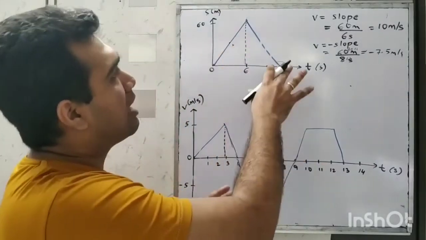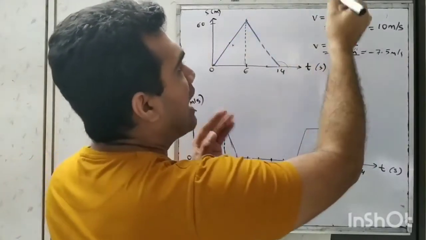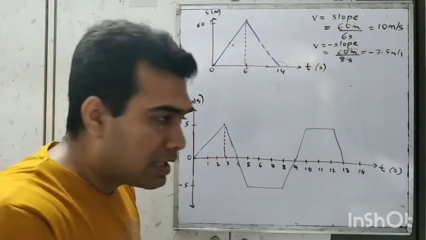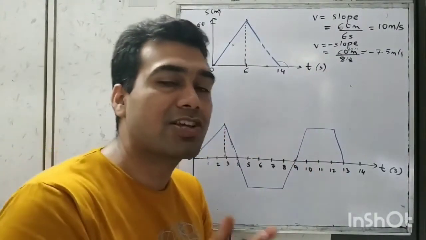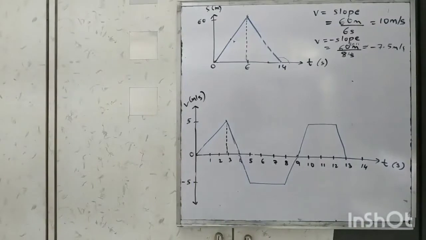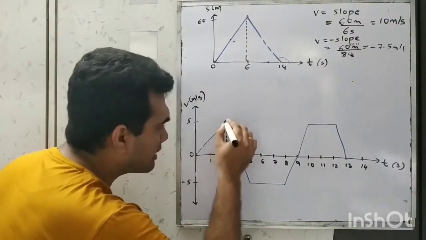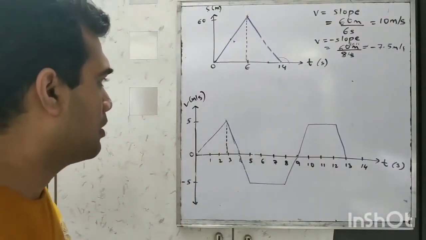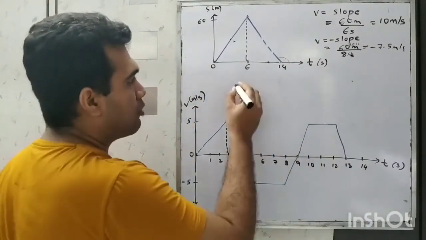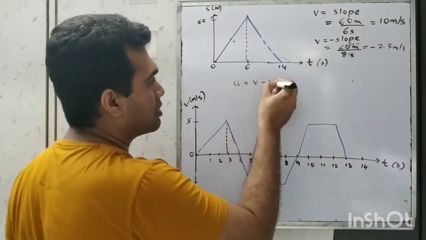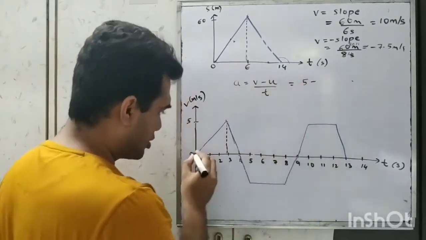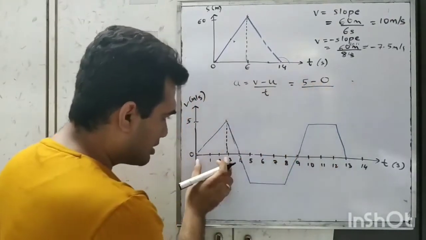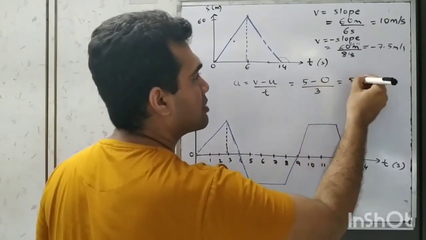Now from an ST graph, the slope helped us to calculate the velocity. In a VT graph, the slope will help us to calculate the acceleration. What is the acceleration for the first 3 seconds? Now algebraically, we would have used the formula a is equal to v minus u upon t. Final velocity is 5, minus initial velocity is 0, upon time is 3 seconds. That is 5 upon 3 meters per second square.